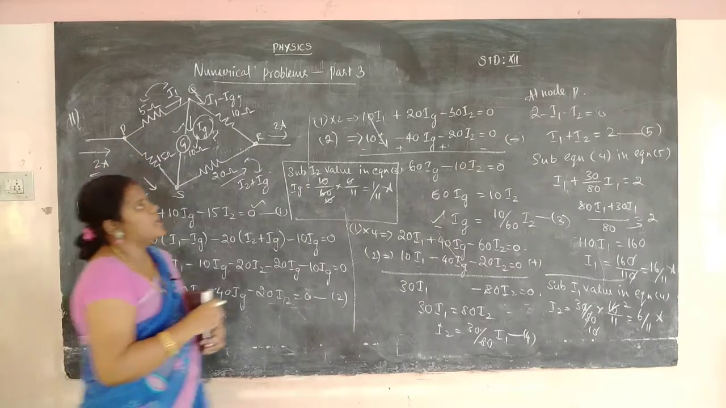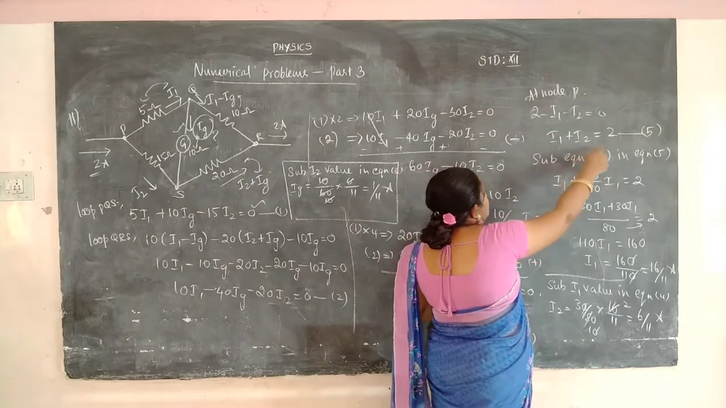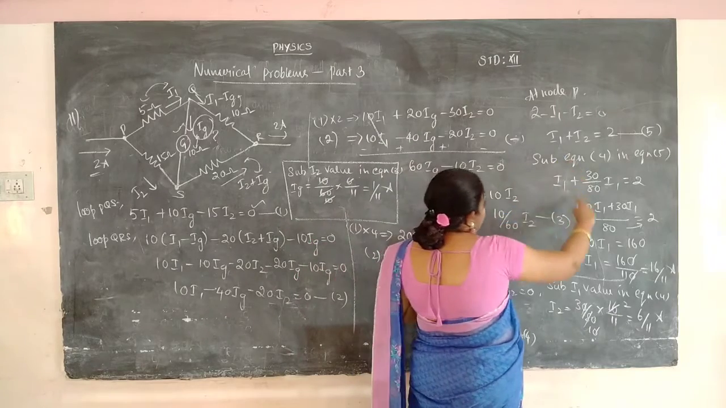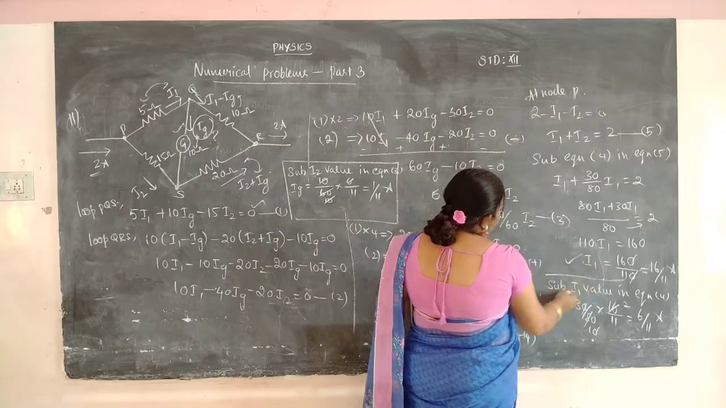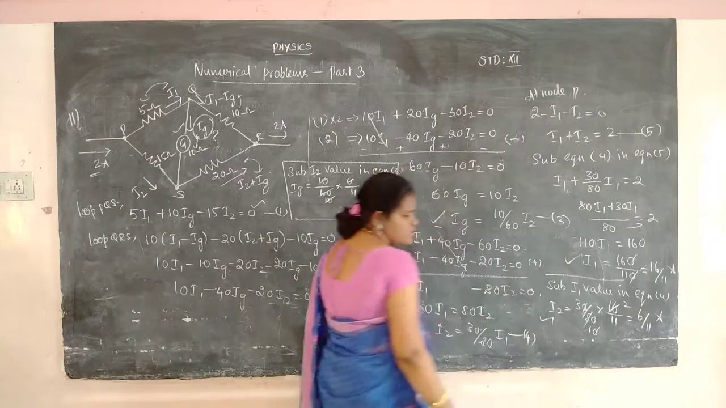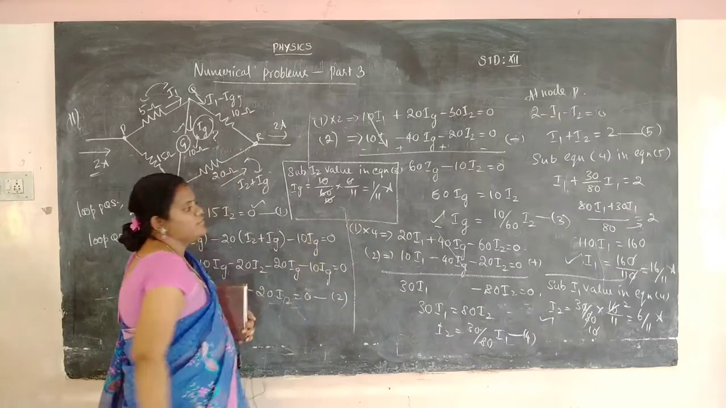So 2 minus I1 minus I2 will be equal to 0. Okay. So I1 plus I2 will be equal to 2. Substitute the I2 value in this equation, so we can easily calculate the I1 value. And then substitute the I1 value in this equation, and we can easily calculate the I2 value. Substitute the I2 value in the third equation, and we will get the Ig value.